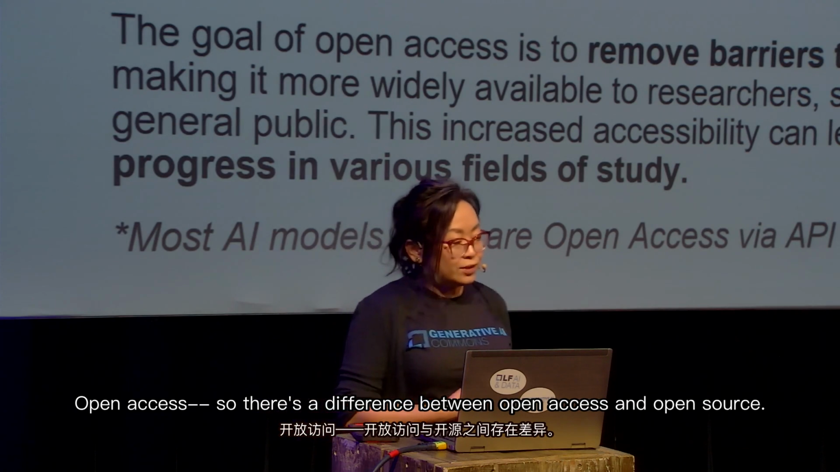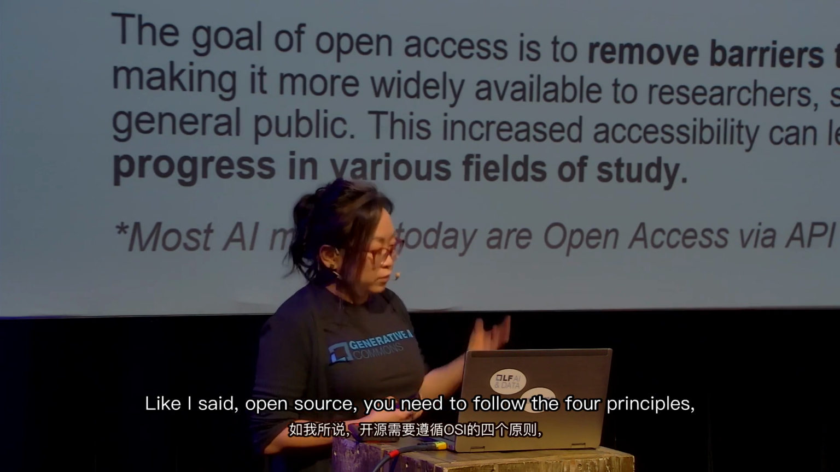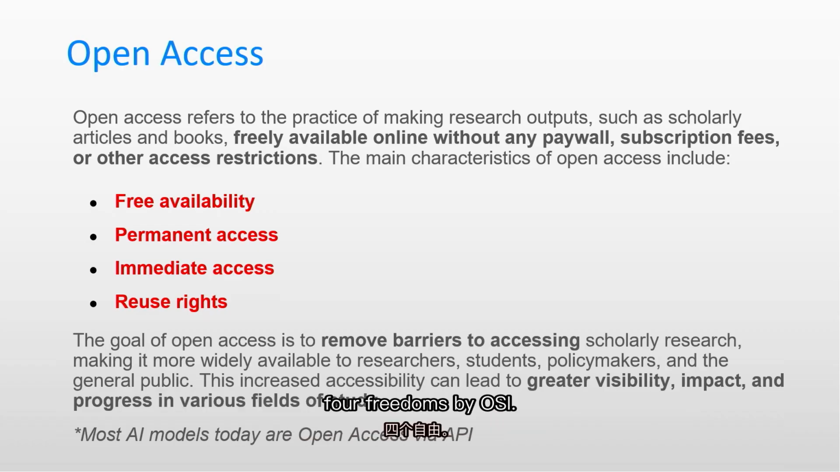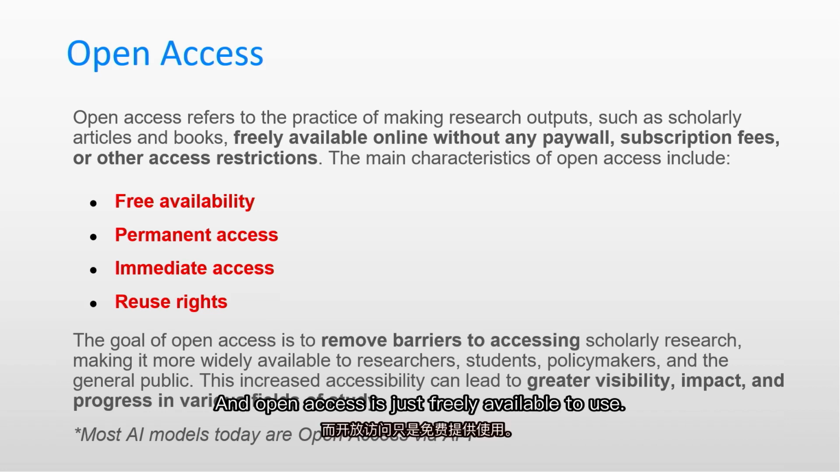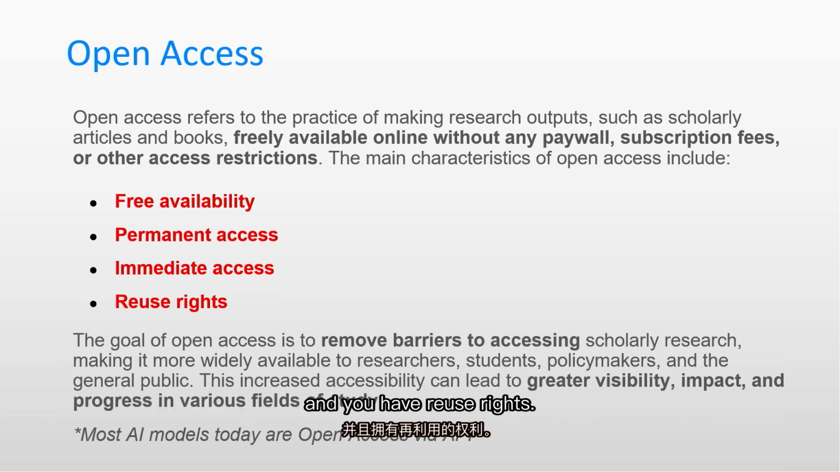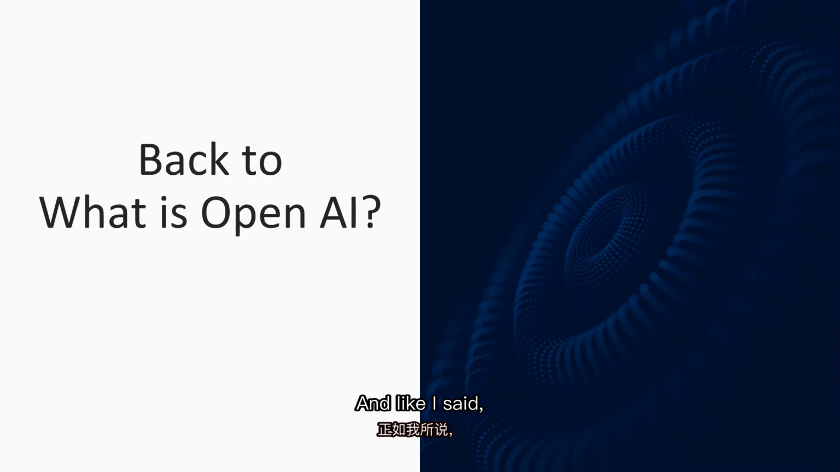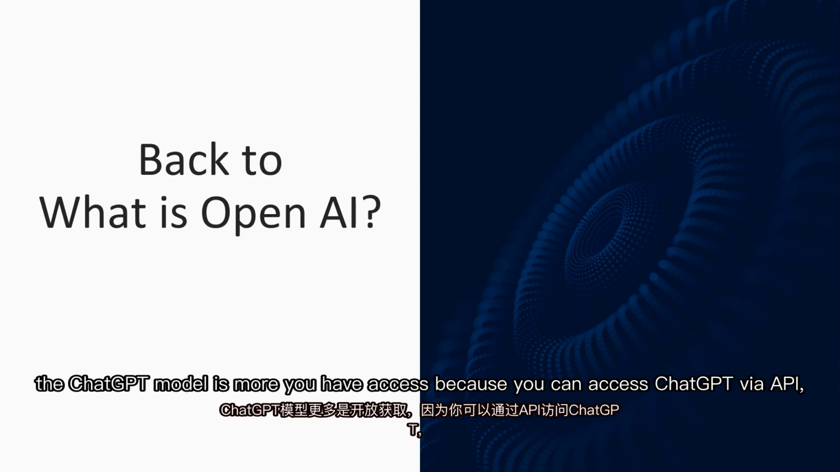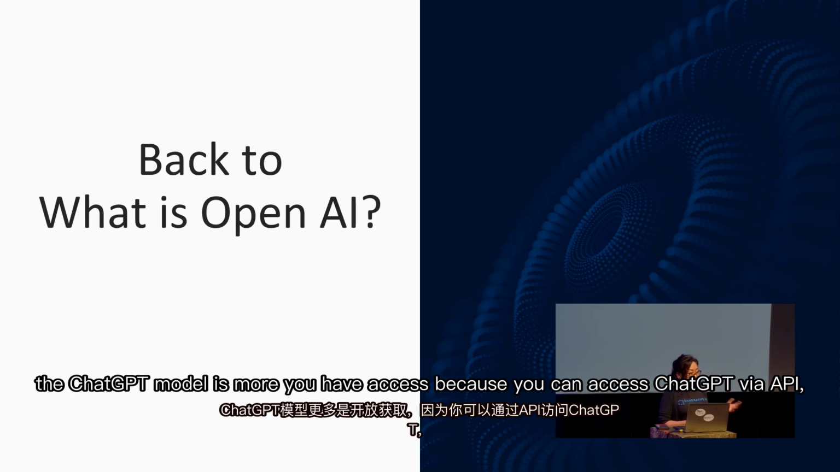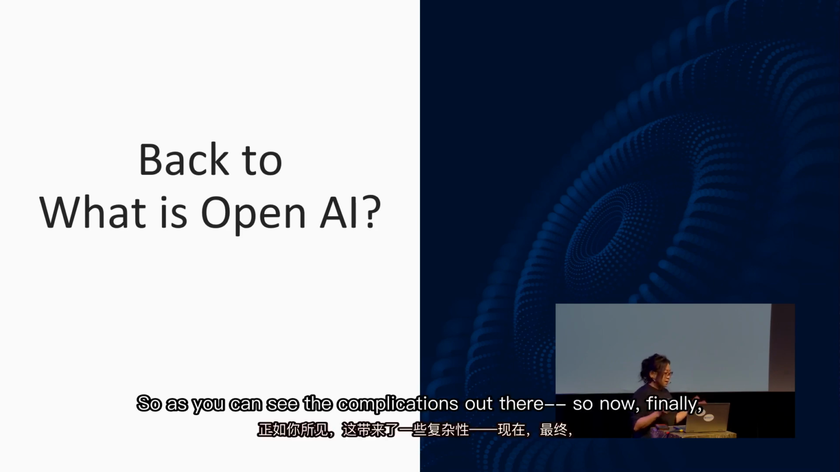Open access. There's a difference between open access and open source, right? Like I said, for open source, you need to follow the four freedoms defined by OSI. Open access is just freely available to use: you can access it immediately and permanently, and you have reuse rights. Like I said, with the ChatGPT model, you have access because you can access ChatGPT via API. So it's open access, but it's not open source. As you can see, there are complications out there.